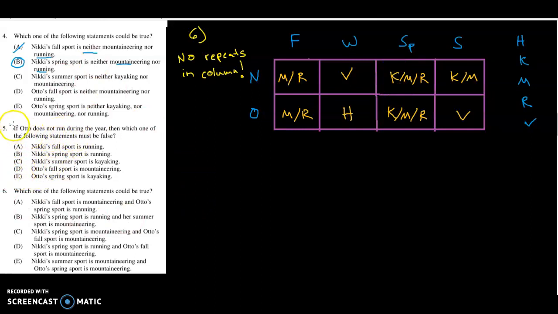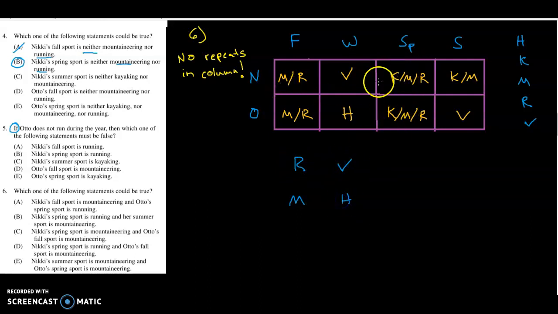If Otto does not run during the year, then which of the following statements must be false? Well, let's set up our new sketch. If Otto does not run, well, that means for the fall, Otto's got to be doing mountaineering. And that also means for the fall for Nikki, she's got to be doing running. And then we can fill in some stuff as we go.